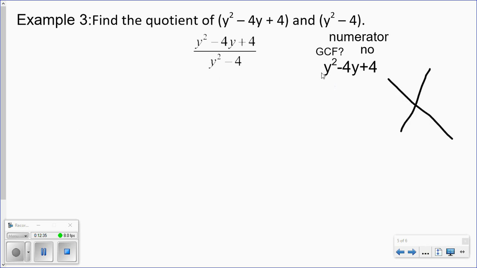So a is 1. It's the invisible 1 here, and c is 4. So a times c is 1 times 4, which is just 4. The b would be the negative 4 here.